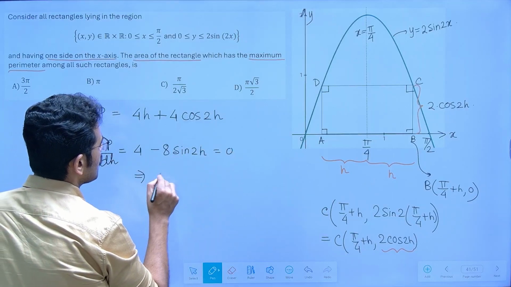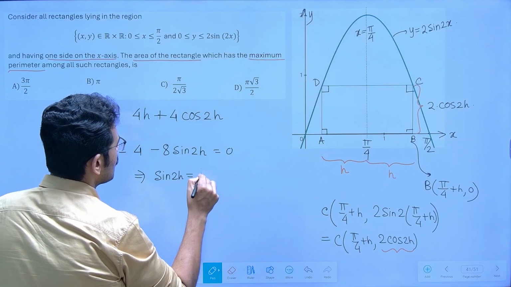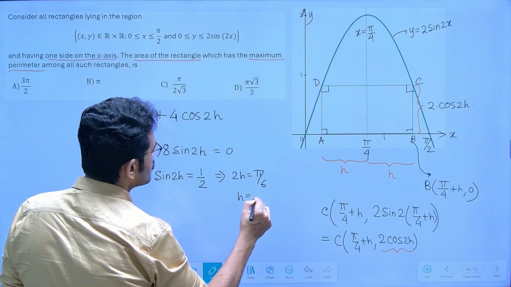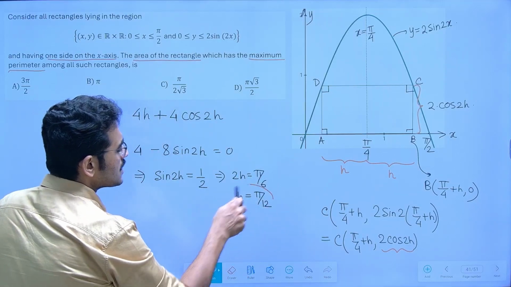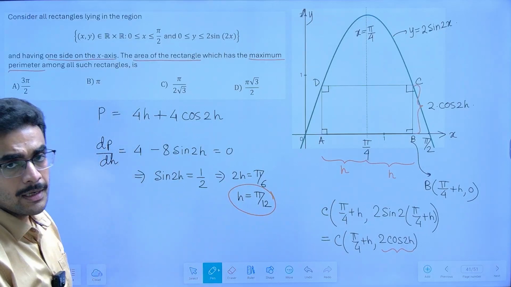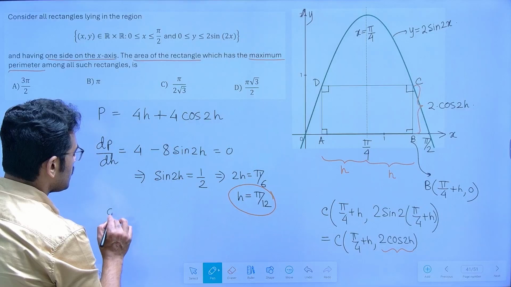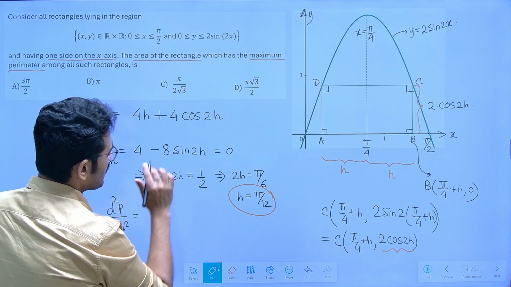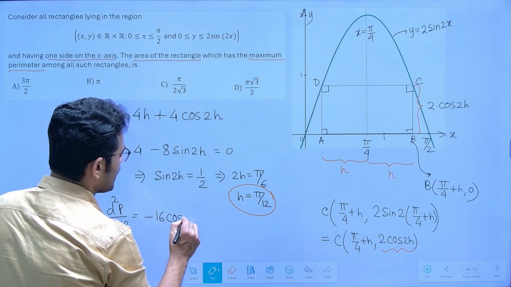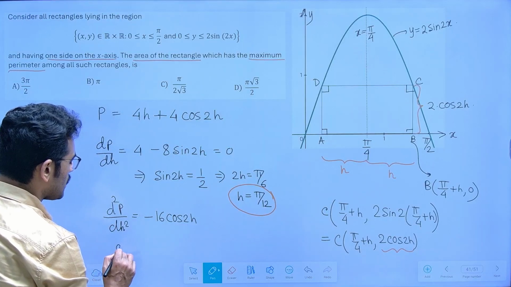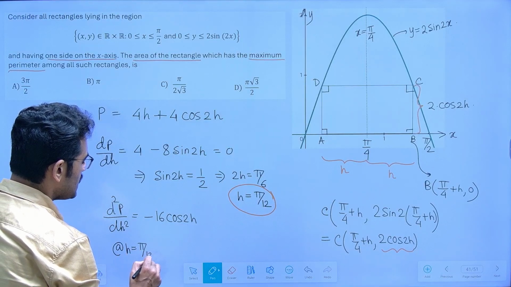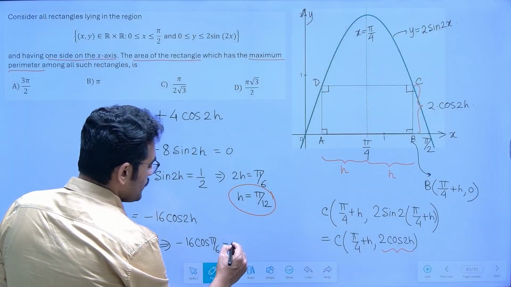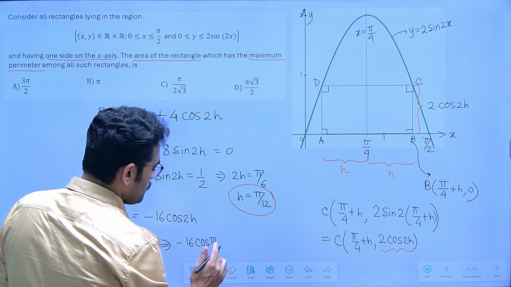And if I equate this with 0, we will get sine 2h is equal to half. That means 2h is equal to pi by 6. So h should be equal to pi by 12. So corresponding to h equal to pi by 12, we are having the local extrema. And if we go for the double derivative checking, d2P/dh2 will be minus 16 cos 2h. If I substitute h equal to pi by 12, this value will be minus 16 cos pi by 6. That is a negative value.